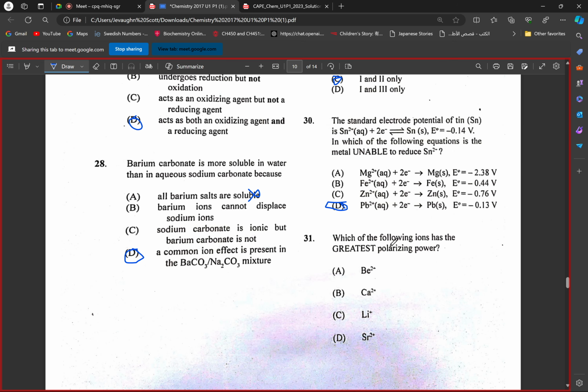Alright. Which of the following ions has the greatest polarizing power? Right? Which one has the greatest polarizing power?